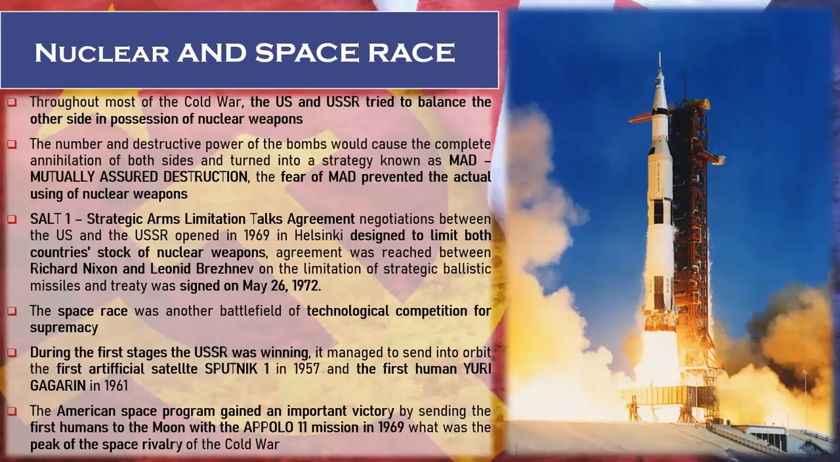So let's say that the USSR was winning from the beginning. They made great steps, but the Americans overthrew that by landing on the moon, which was a huge event at that time. Like everybody in the world was watching this. So these were the two most important races of the Cold War. So the military one, the nuclear and space race. So these superpowers wanted to prove that they're better than each other. But these tensions had to end.